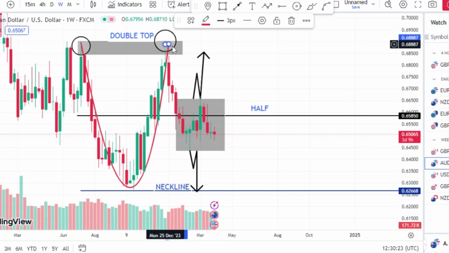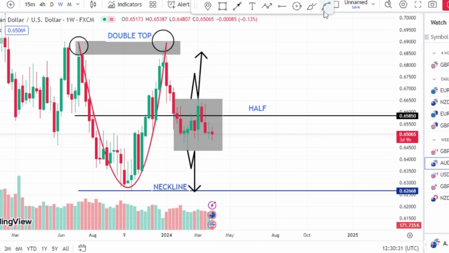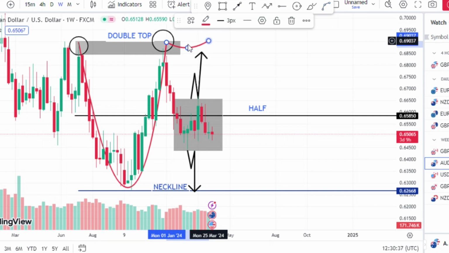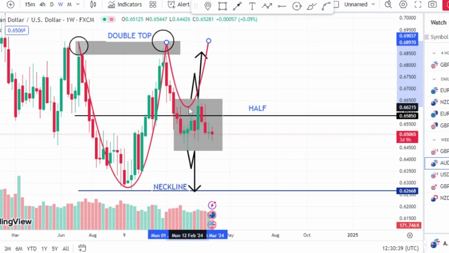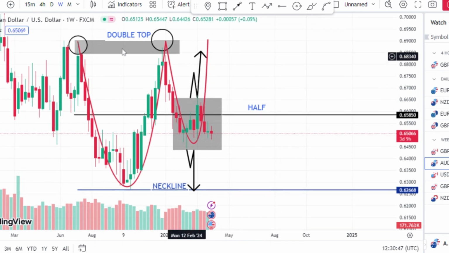Something like this can happen because it is consolidating. It is not going where it is supposed to go. It is supposed to go to the half, and after breaking the half, then it goes to the neckline. But instead, what is happening? Our market is not dropping down. It can take some time to go down. What I'm saying is this market can fail to go to the neckline. Instead, it reverses and goes up.